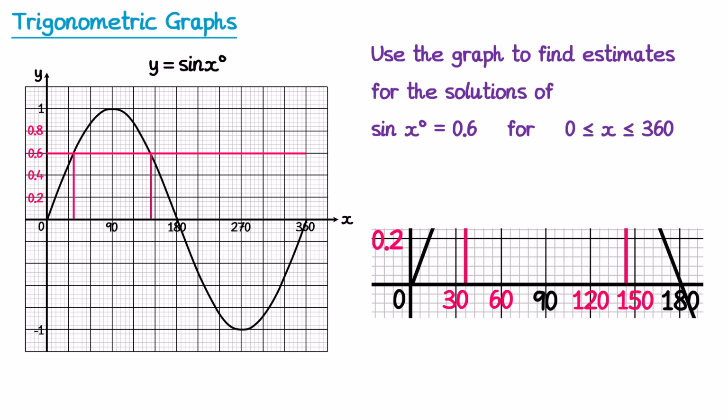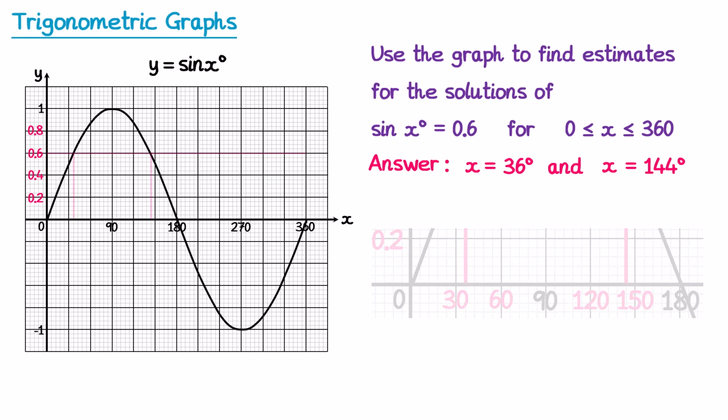Then going between each of the larger squares, we've got 5 smaller squares, and they cover 30 degrees, so 30 divided by 5 is 6. So each small square is 6 degrees. So we have one solution that's one square past 30, so that solution will be 36. We've also got a second solution which is one square before 150. So if you do 150 take away 6, you find the second solution is x = 144. So these are the two estimates for solutions of that equation.